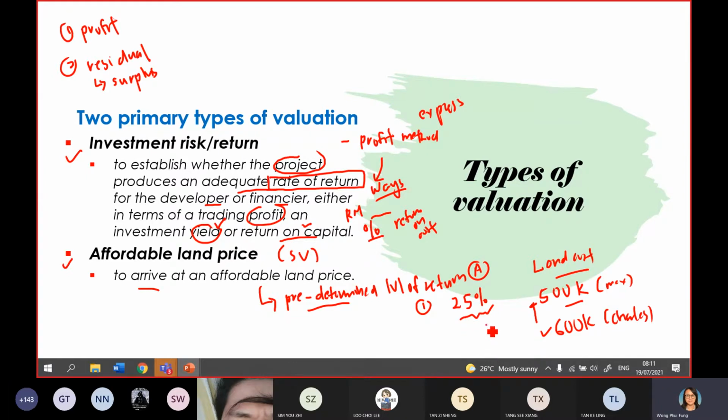Actually, you can see that Charles can request 600,000, but what happened to this 25%? It will become lower because when you input 25%, the maximum cost that you can bring into discussion with the landowner is 500,000. So say for example, Charles requests 600,000. So now you are going to substitute 600,000 back to the appraiser. Then you will see that the 25% will be lower, become let's say 20%.